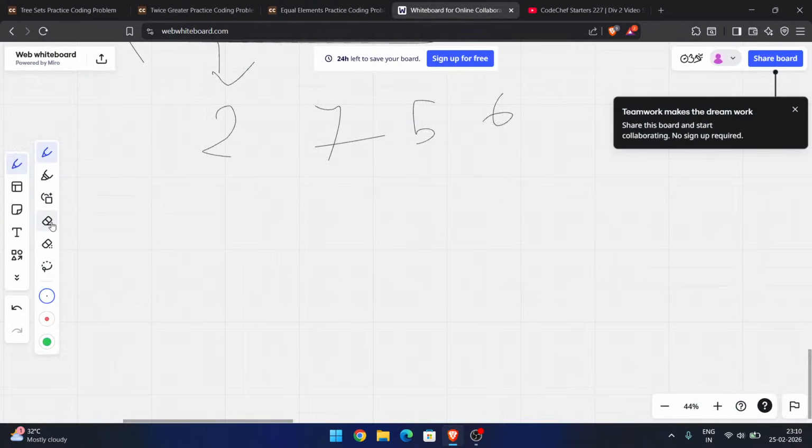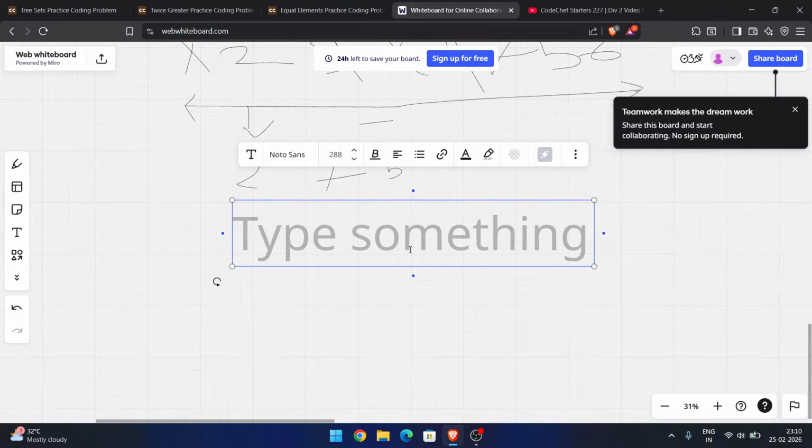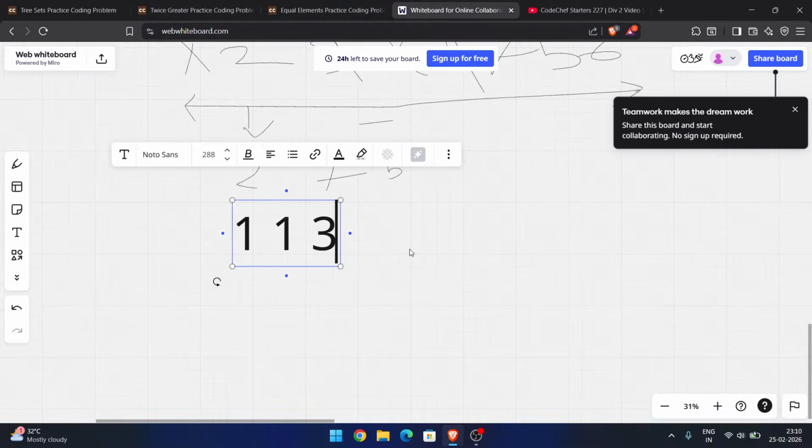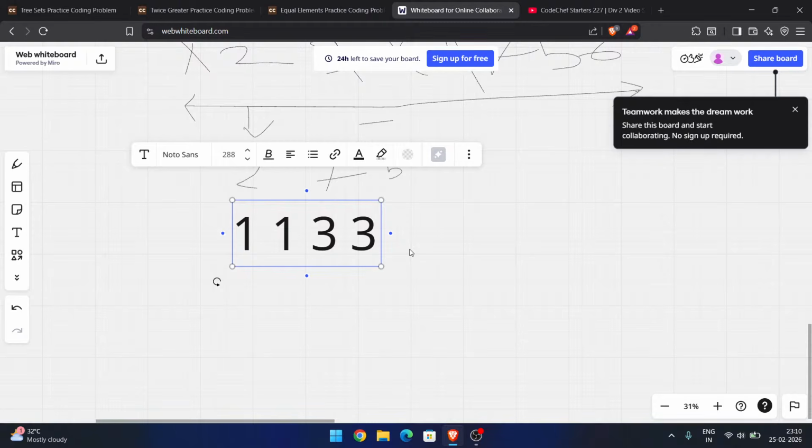Okay, so if I take the example 1, 1, 3, and 3, what is the maximum good subarray I can take here? If I take this whole array, then it would be good because all the conditions are satisfied. The first and second are the same, and the numbers at the third and fourth are the same. So in this case, the answer would be 4.